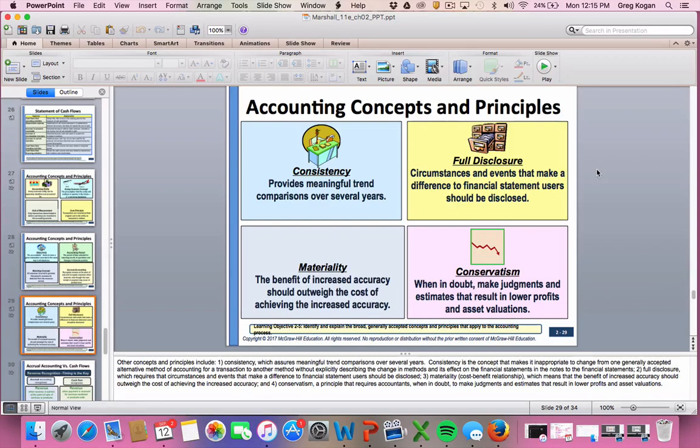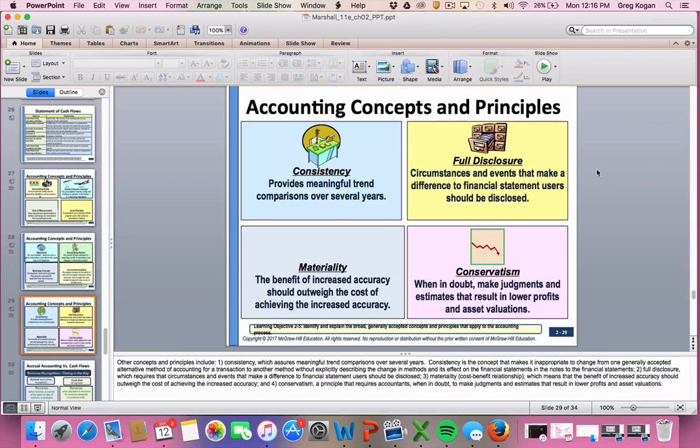Consistency means that you apply all your methods consistently across the board. Full disclosure means that you're disclosing everything that is possibly useful to investors and everything that is material. In other words, anything that could influence one's decision about the financial performance or even the valuation of this company must be disclosed because it is material to the investor's investment.